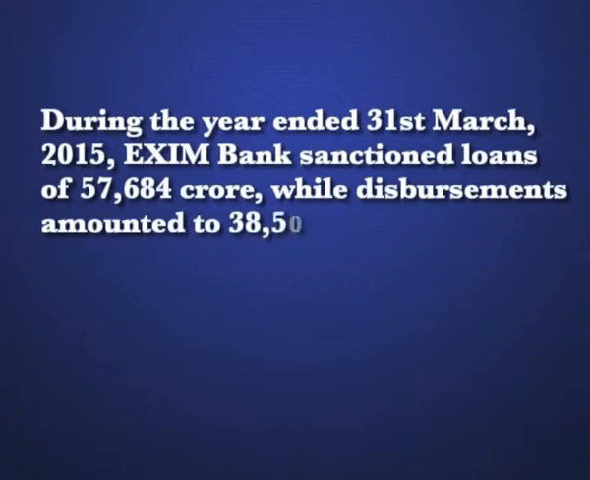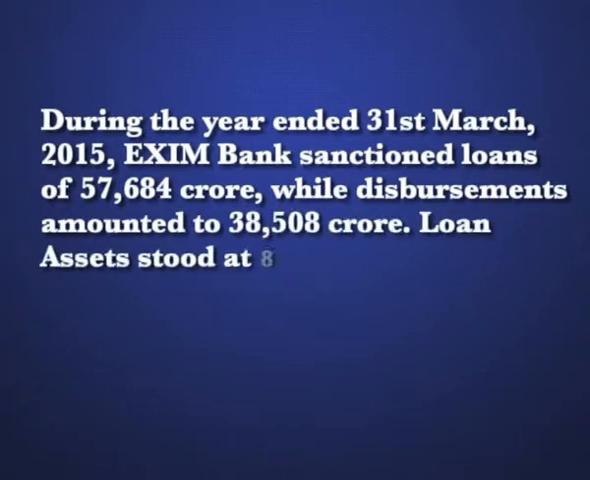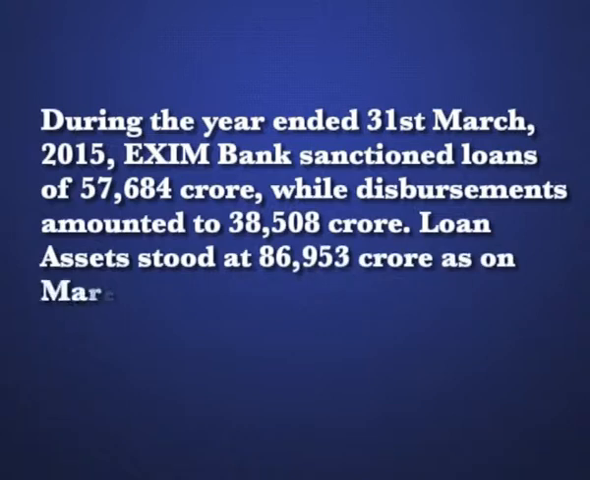During the year ended 31st March 2015, Exim Bank sanctioned loans of 57,684 crores, while disbursements amounted to 38,508 crores. Loan assets stood at 86,953 crores as on March 31st, 2015. During the year, the bank issued India's first USD-denominated green bonds with a benchmark size of $500 million.